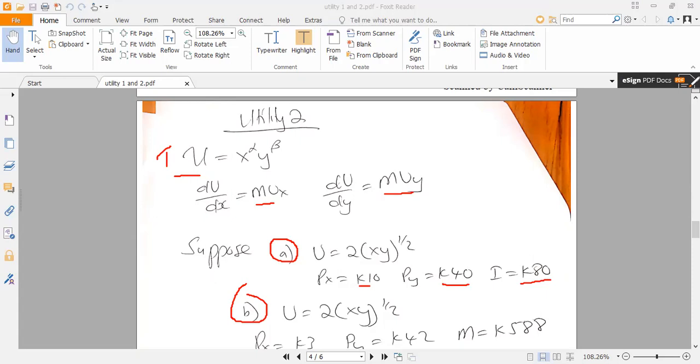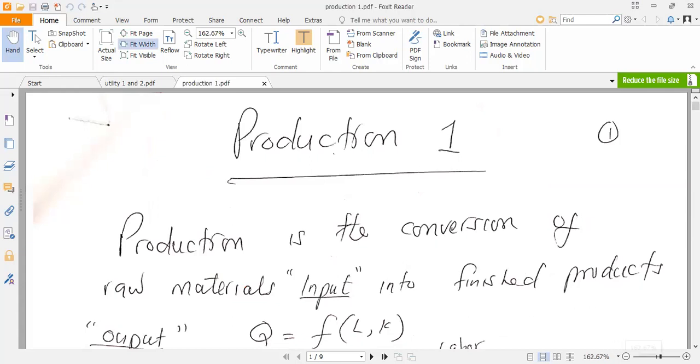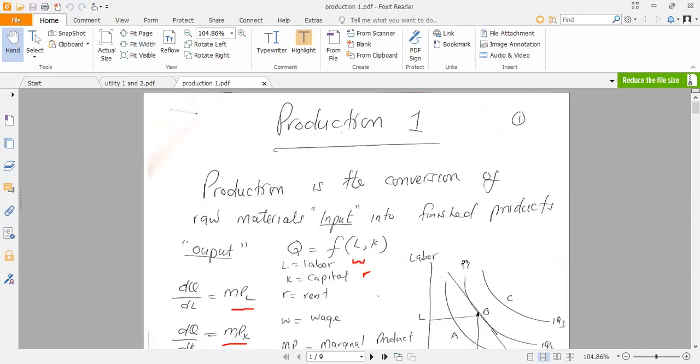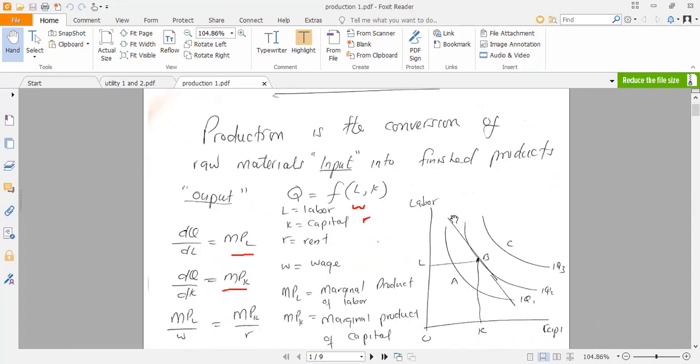For production, you need to understand what production is to start with. Production is a conversion of raw materials into finished goods. The raw materials, in this case, are inputs in terms of labor and capital. The labor is denoted by the letter L, and the capital is denoted by the letter K.